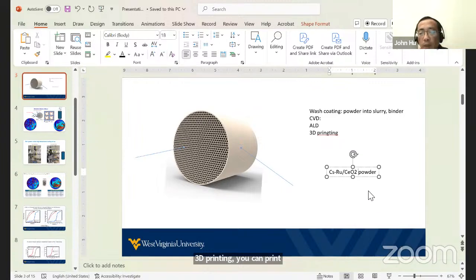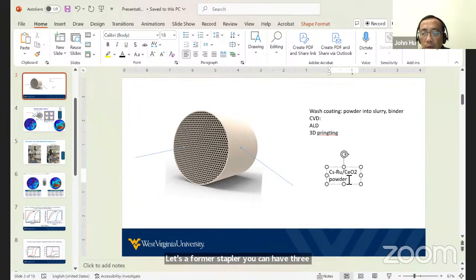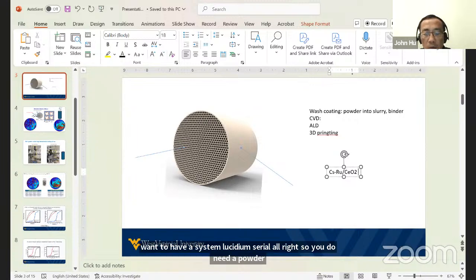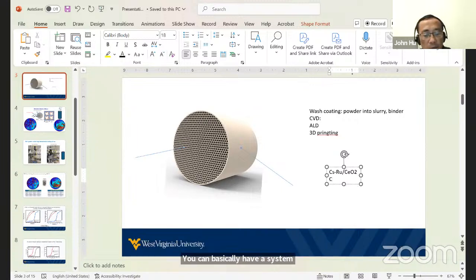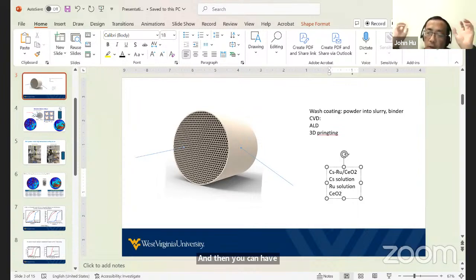You can have 3 printer jets. So you can have cesium, ruthenium, zero oxide, all right? So you don't need a powder. You can basically have a cesium solution, and also the ruthenium solution, the salt. And then you have 3 things, and based on the formulation, you can print it.